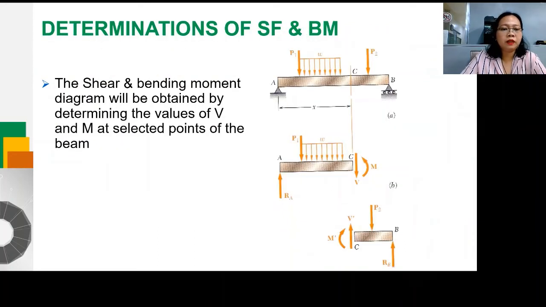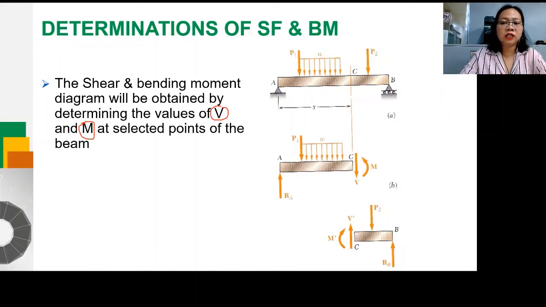So, determination of shear force and bending moments. The shear and bending moment diagram will be obtained by determining the values of V, which is your shear, and M at selected points of the beam. So, the first thing you need to do is to select what sections we're going to slice.